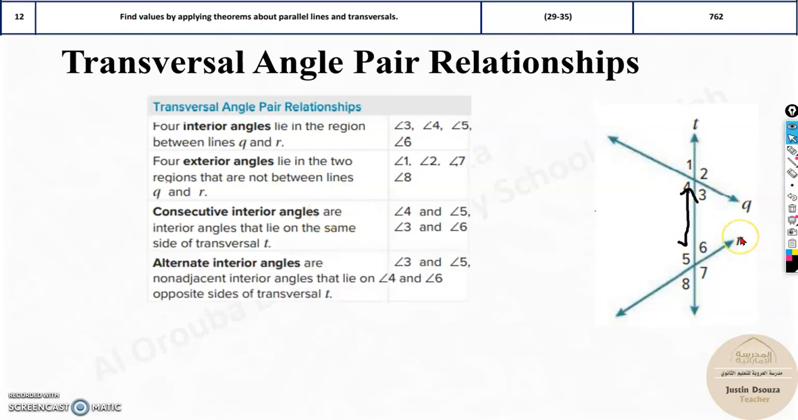And then alternate interior angles. Now, alternate generally means opposite. So if I consider this, for example, 4.